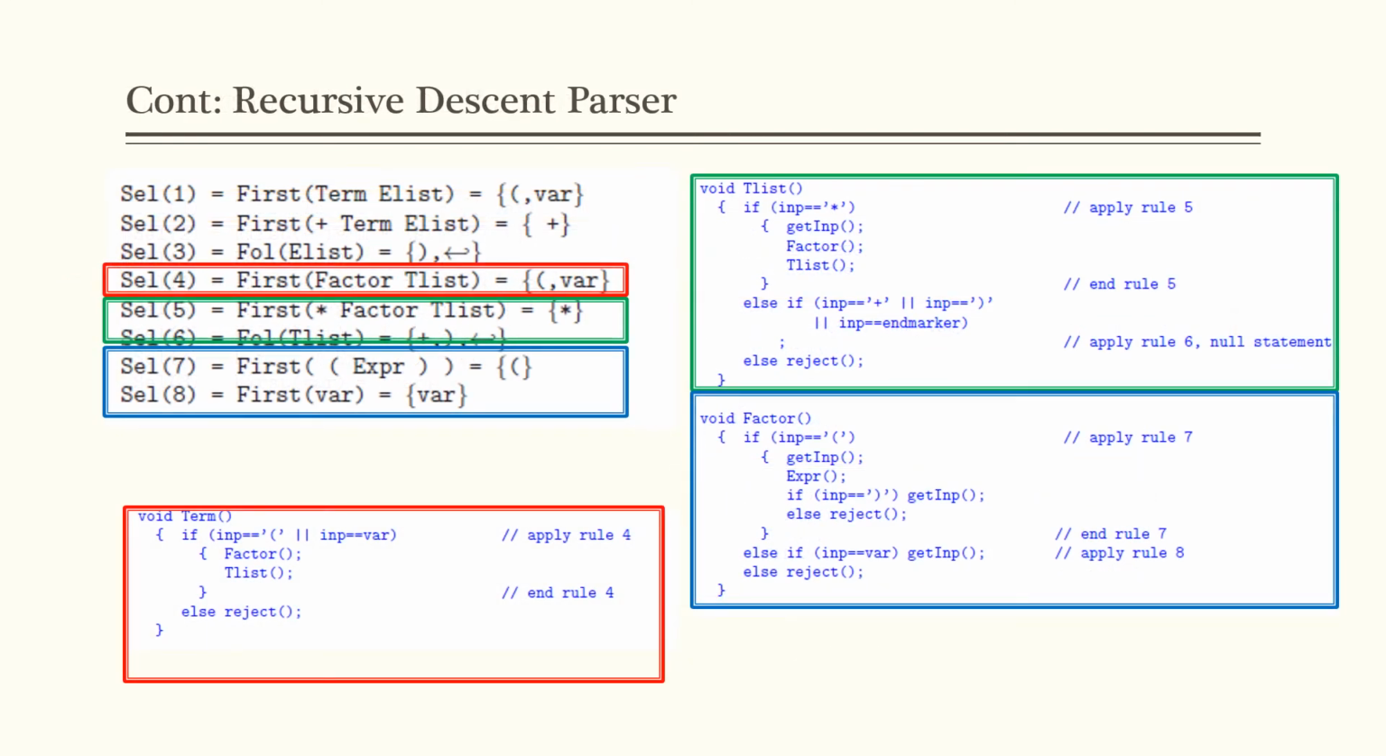This slide continues the recursive descent parser for the rest of the rules. We have selection sets 4, 5, 6, 7, and 8. Here I share how the code looks for each of the rules. You can have a look. As I said, it is the same way that you construct it for the LL1 grammar in the previous video.